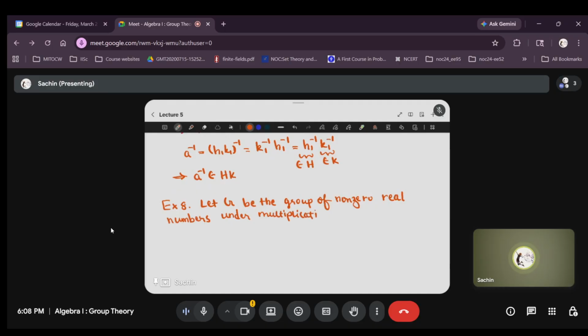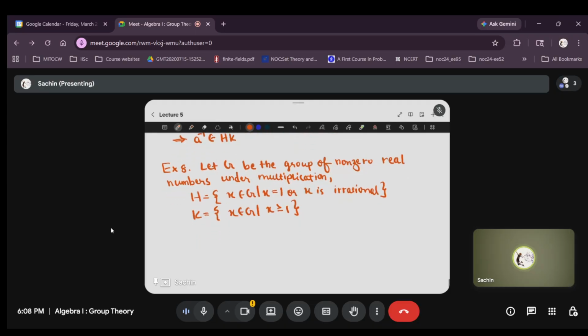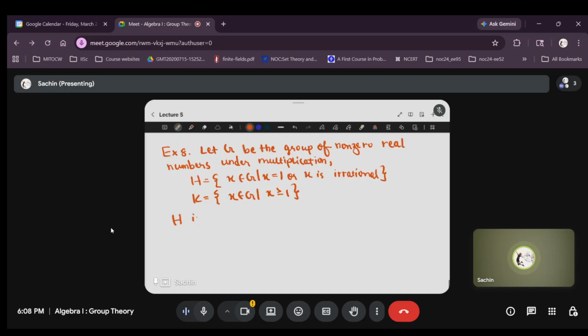So one such example would be this. If we consider G as the group of all non-zero real numbers, that is R star, and H is the set of all x in G such that x is one or x is irrational. That's one subset. K is the set of all x in G such that x is greater than or equal to 1. That is another subset. Then H is not a subgroup of G.